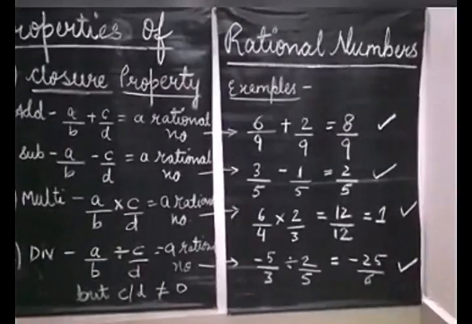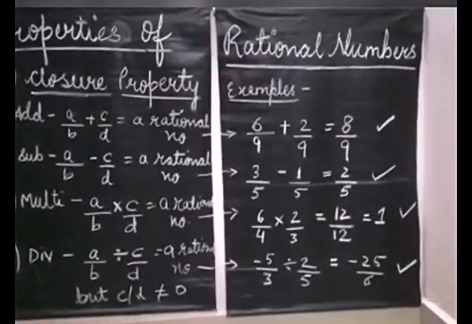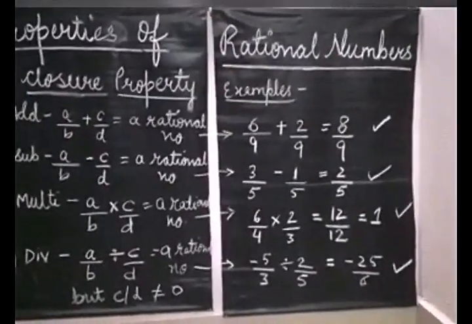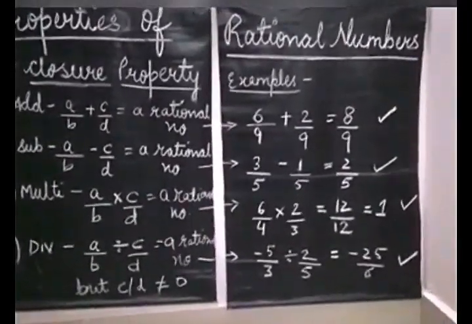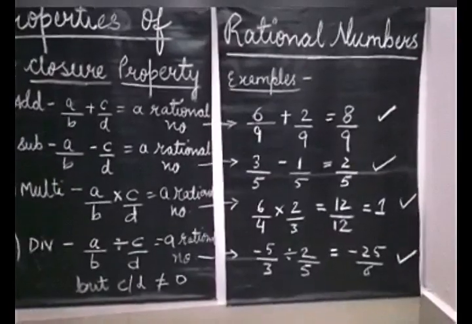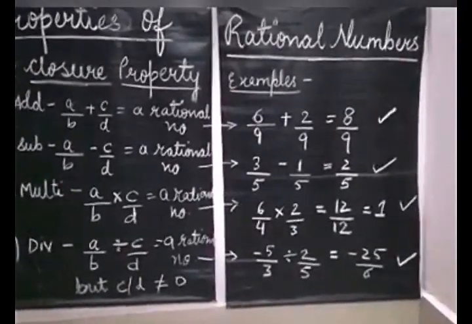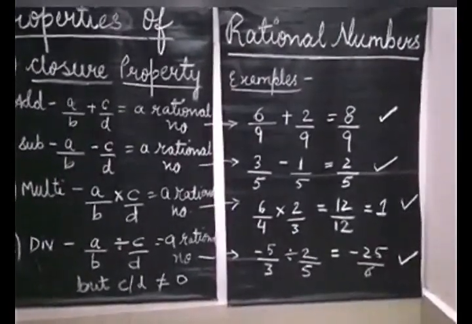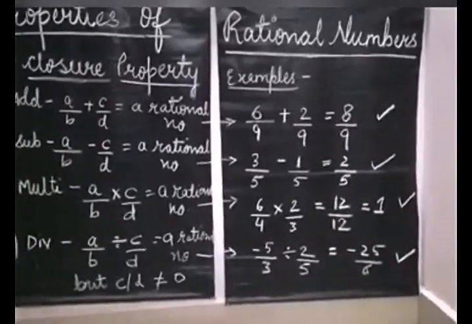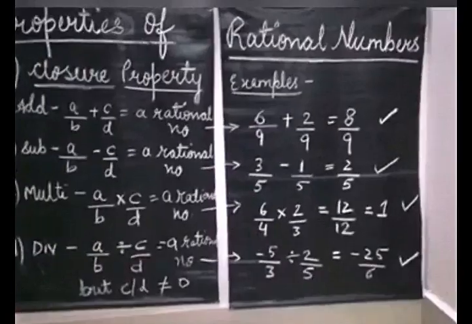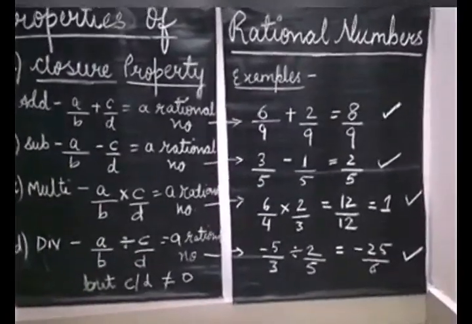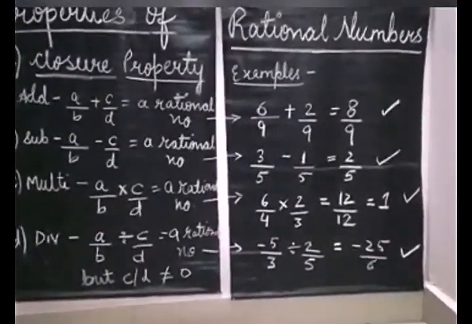So by doing the product, what we get? 6 into 2 is equal to 12 and 4 into 3 is equal to 12. When both numerator and denominator are the same, we can cancel and the answer is 1. And in the previous video I told you that 1 is also a rational number. Hence we can say that closure property is applicable in case of multiplication.